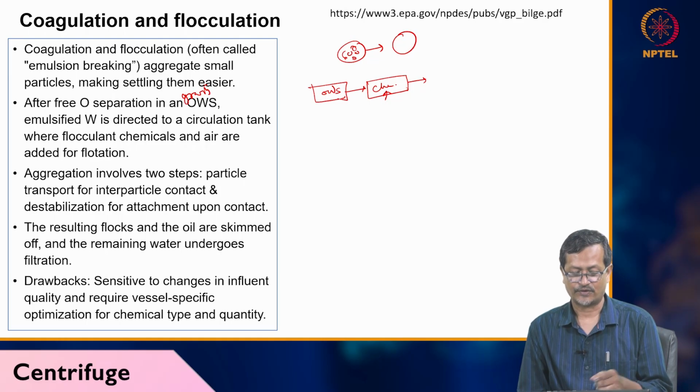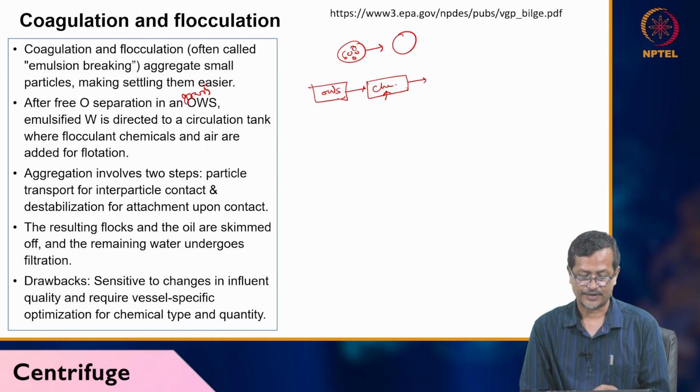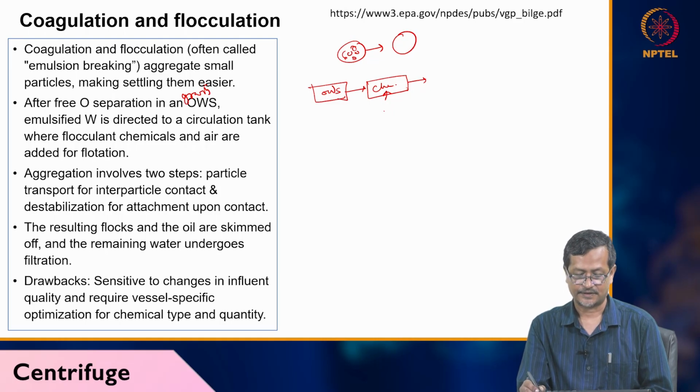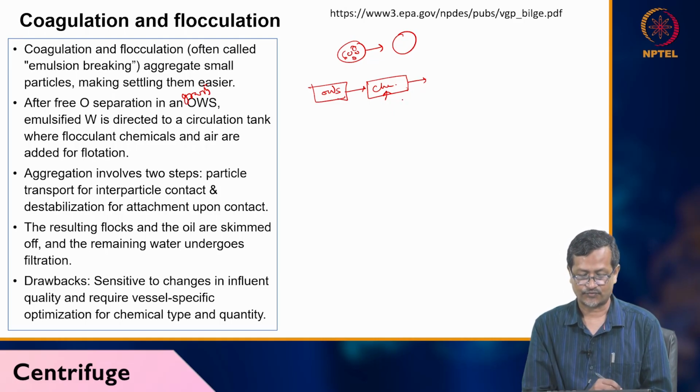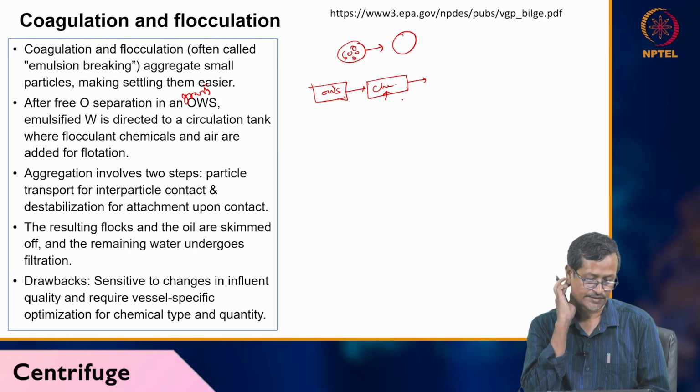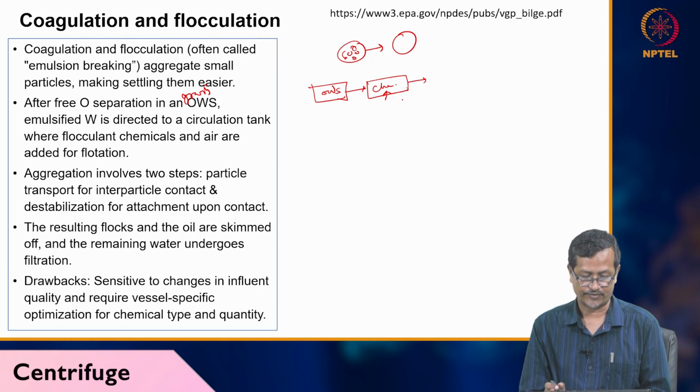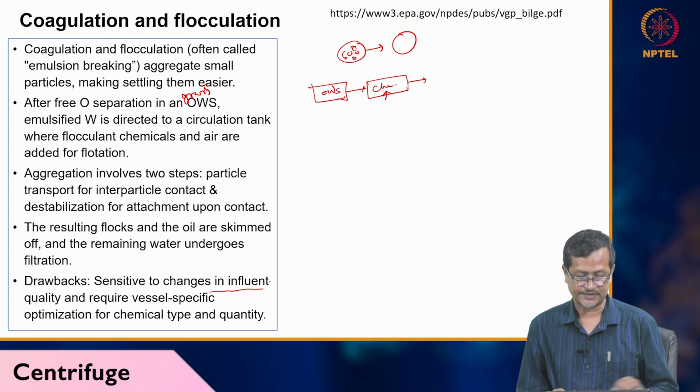Aggregation involves two steps: particle transport to interparticle contact, and destabilizing attachment upon contact. The resulting floc and the oil are skimmed off and the remaining water undergoes filtration. Drawback: sensitive to changes in effluent quality and requires vessel specific optimization for chemical type and quantity.